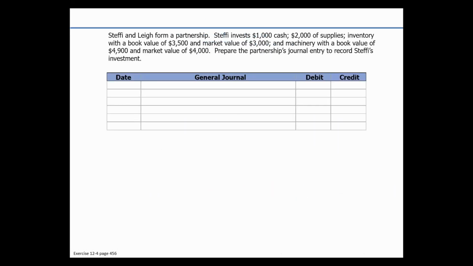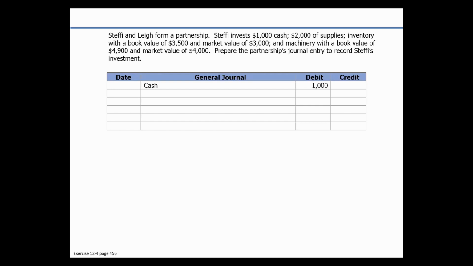So Steffi and Lee form a partnership. Steffi invests $1,000 cash, $2,000 of supplies, inventory with a book value of $3,500 and a market value of $3,000, and machinery with a book value of $4,900, market value of $4,000. And so we'll go ahead and prepare the partner's journal entry for Steffi's investment.